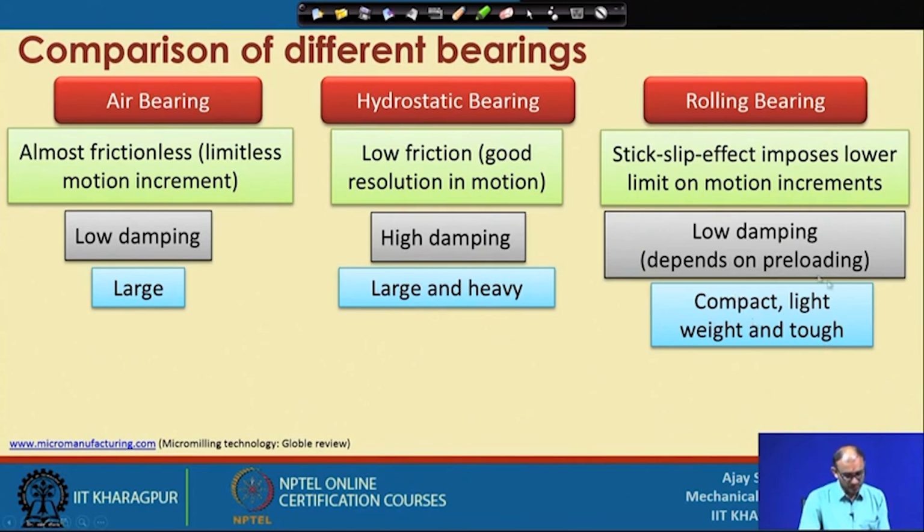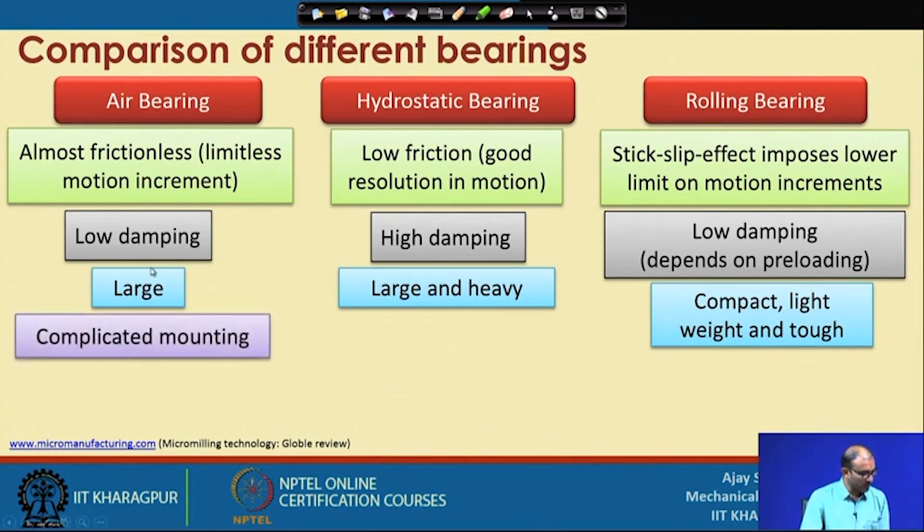And that is the reason that in most conventional applications we still use the roller bearing, because we do not require such high precision, and that also comes with a cost. Complicated mounting, because now we have to maintain fractions of a micron here and there, very judgmentally, otherwise there is a large problem here.